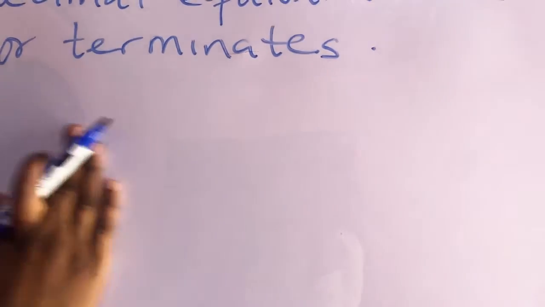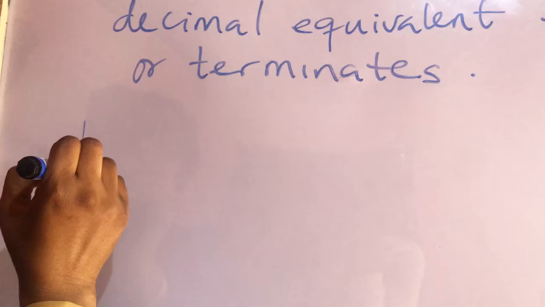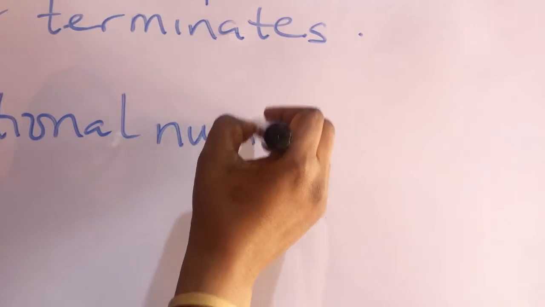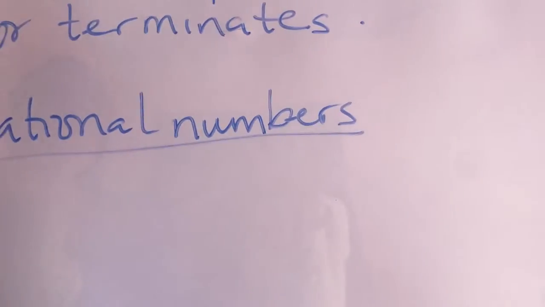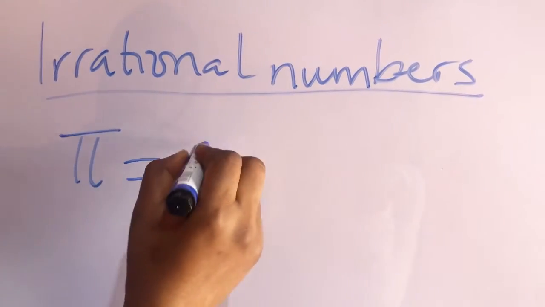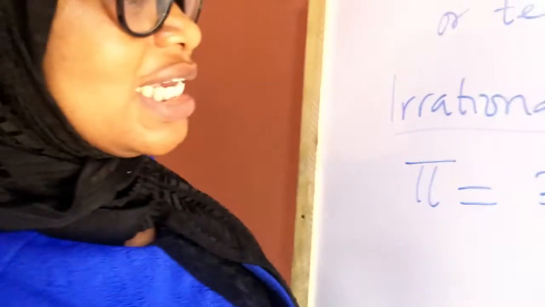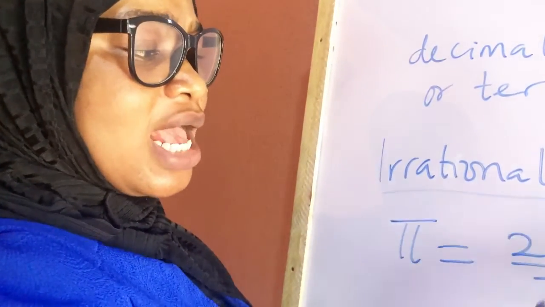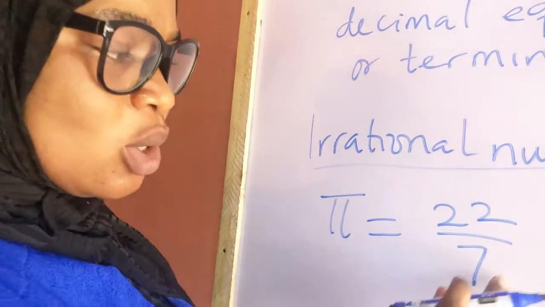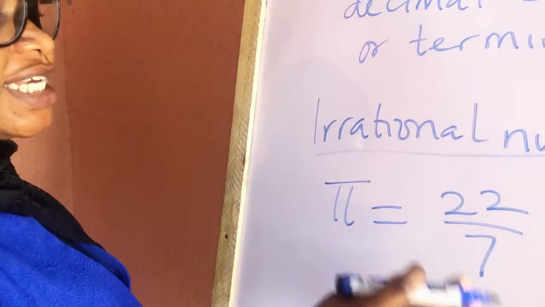However, those numbers that do not exhibit all the properties of rational numbers are called irrational numbers. Example of an irrational number, we have pi. And this pi is 22 divided by 7. Why is it an irrational number? Since it can be expressed as a fraction, we have its numerator as 22, we have a denominator which is not equal to 0. So why is it now an irrational number? We explain that in the next video.